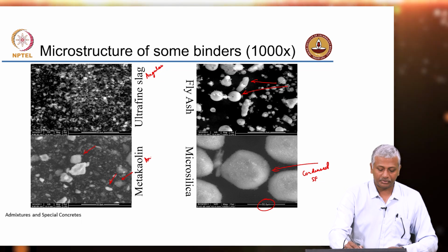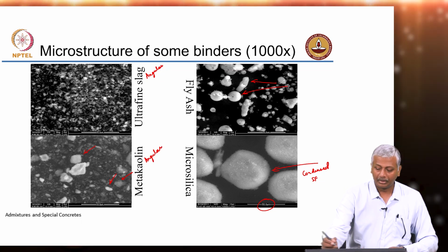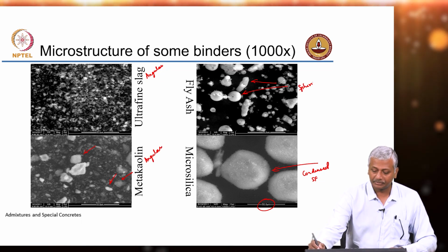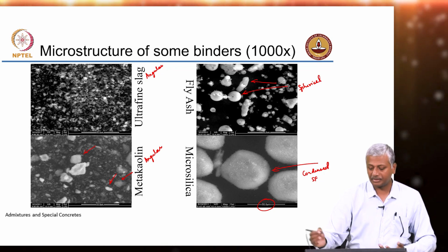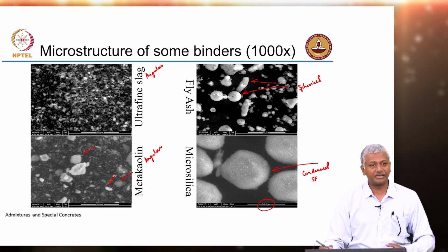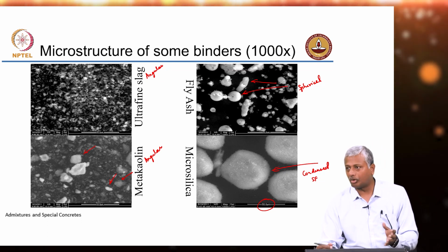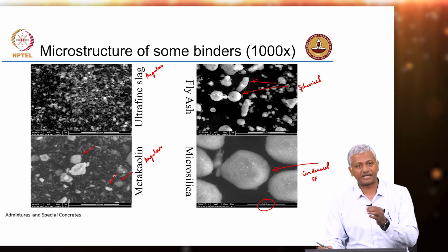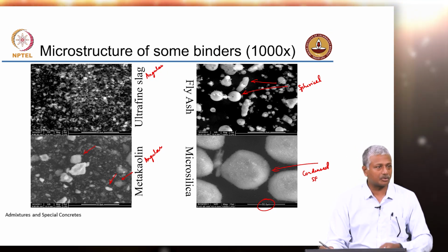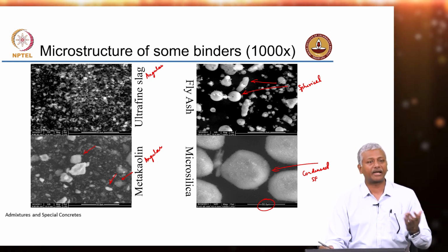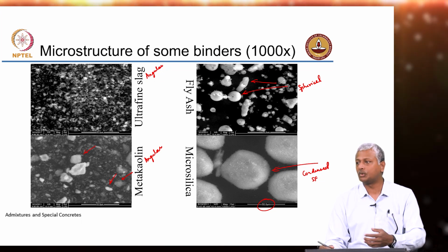Calcined clay also will be mostly angular. Fly ash will have spherical particles, and silica fume, of course, in the condensed form it has got spherical particles. In the finest divided form, it will still be spherical, but the size is so small that it increases your water demand. Typically, compared to an angular particle, a spherical particle will lead to lesser water demand.